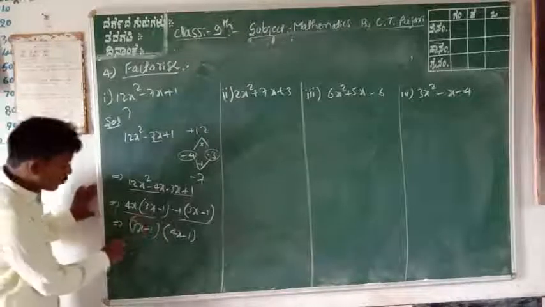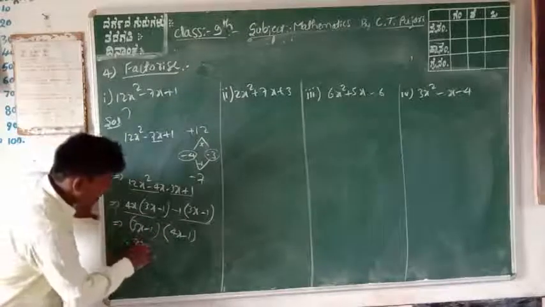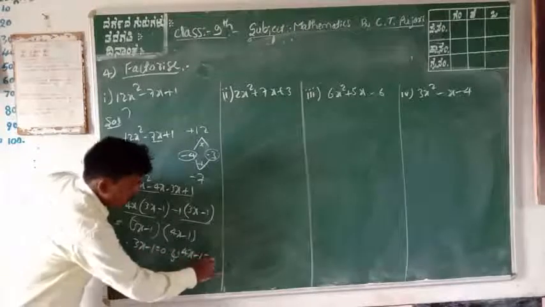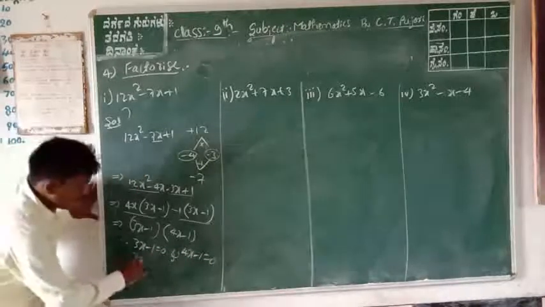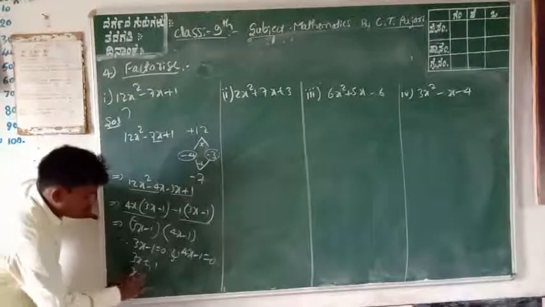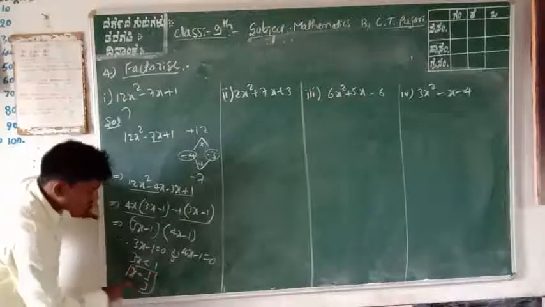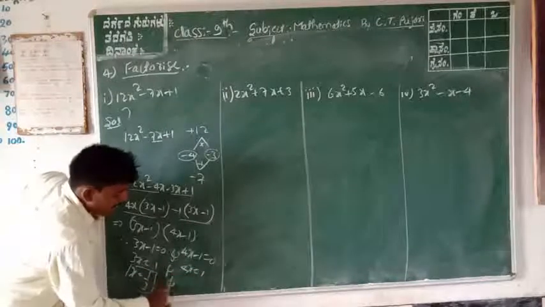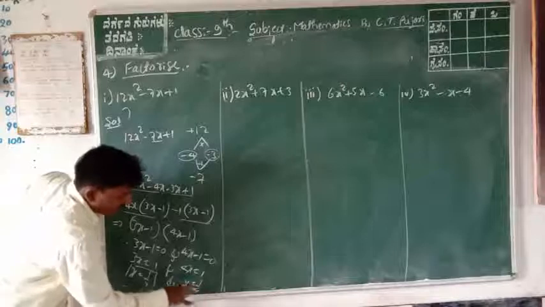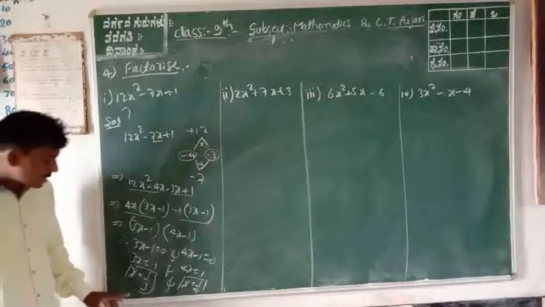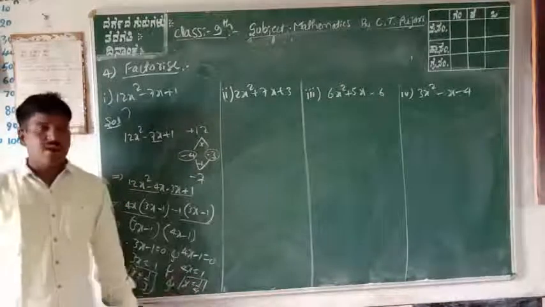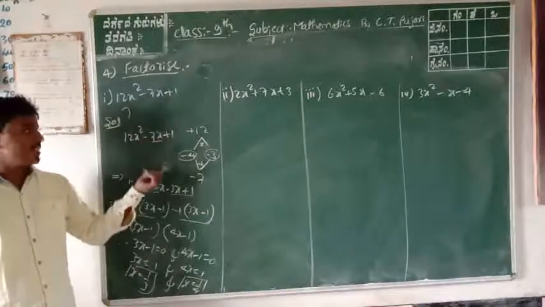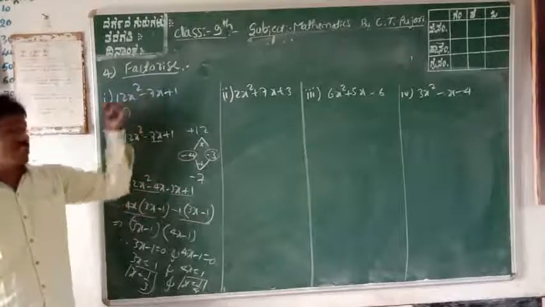The value of these two factors, meaning 3x minus 1 is equal to 0 and 4x minus 1 is equal to 0. Therefore, 3x is equal to 1, so x is equal to 1 by 3. And also, 4x is equal to 1 and x is equal to 1 by 4. Therefore, the x values are 1 by 3 and 1 by 4. We can do it like this, the method of factorization.